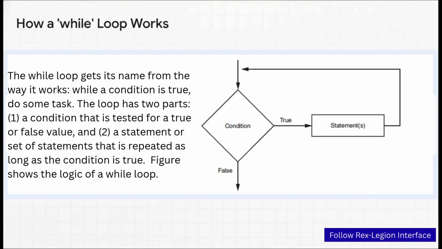A while loop is what we call a pretest loop because of how it works. First, it tests a condition. If that condition turns out to be true, it executes the block of code inside. Then it goes right back to the top and tests the condition all over again. This cycle just repeats and repeats until the condition finally becomes false, and at that point, the loop stops.